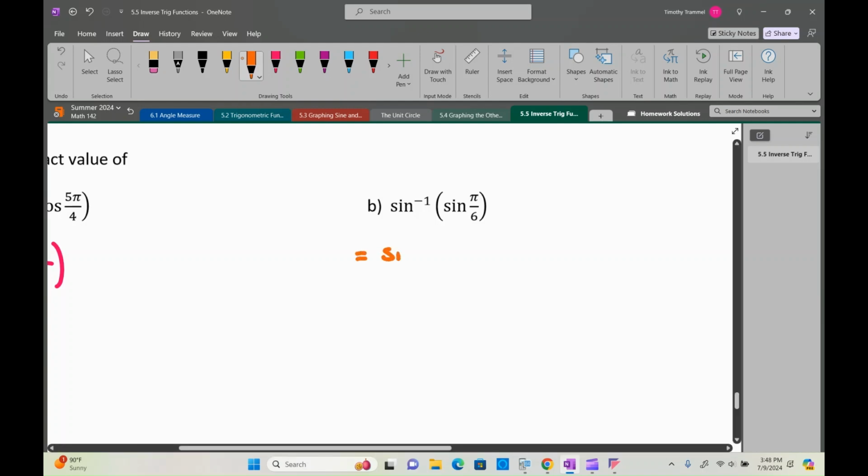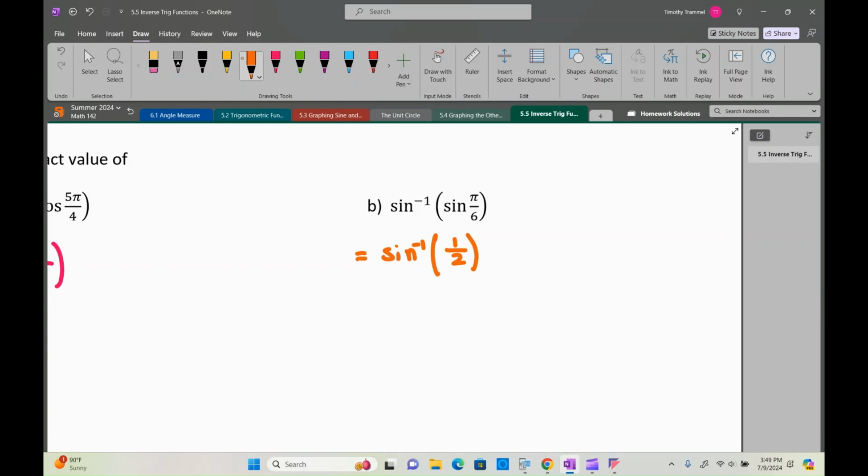So again, working from the inside out, sine of pi over 6 is 1/2. And so then I need to go to my unit circle and find an angle between minus pi over 2 and pi over 2.